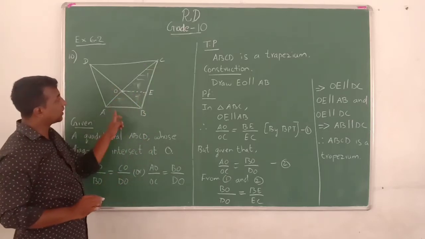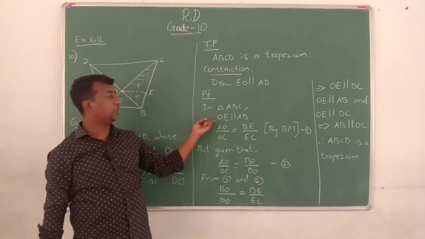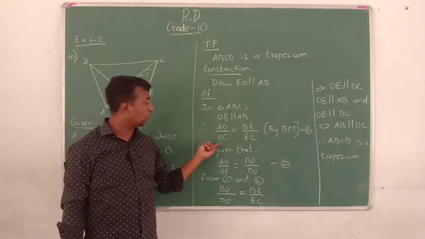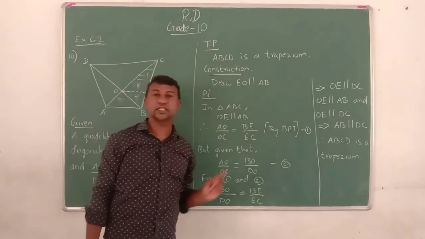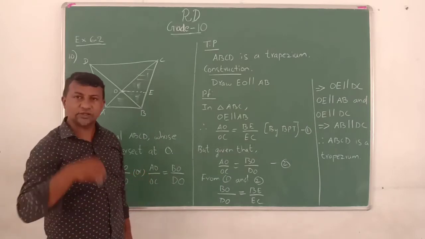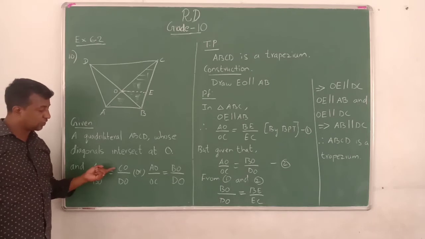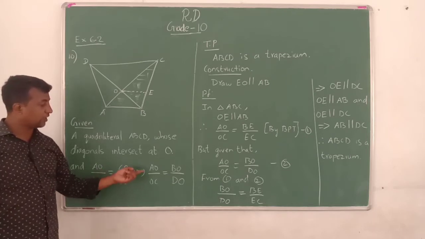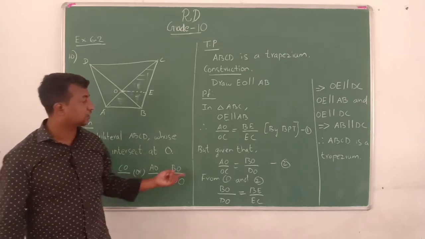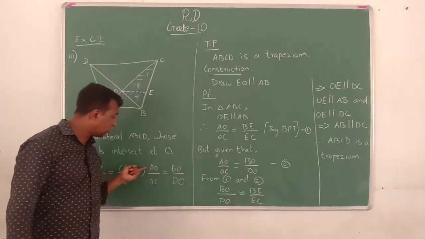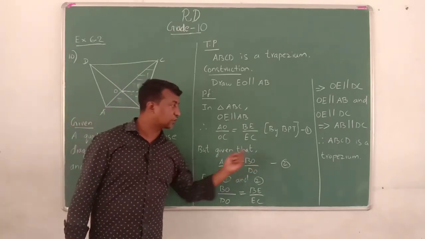So first I have taken this triangle ABC. Since OE is parallel to AB, I have applied BPT and proved that AO by OC is equal to BE by EC. Let's name this equation number 1. But they have already given the condition: AO by BO is equal to CO by DO, or if we reshuffle, AO by OC is equal to BO by DO. It is already given, so let's take the given AO by OC is equal to BO by DO as equation number 2.